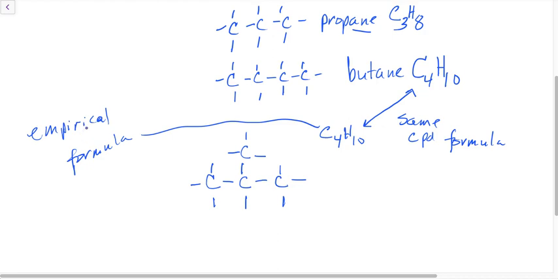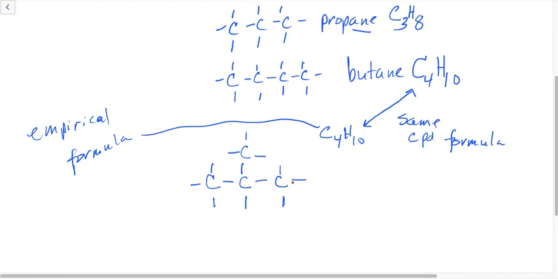But empirical formula just basically means the ratio of all those atoms together. We're just going to combine them all together. It's just all the atoms right there. It's like the simplest formula that we can find. Okay, that's a good working definition for right now.